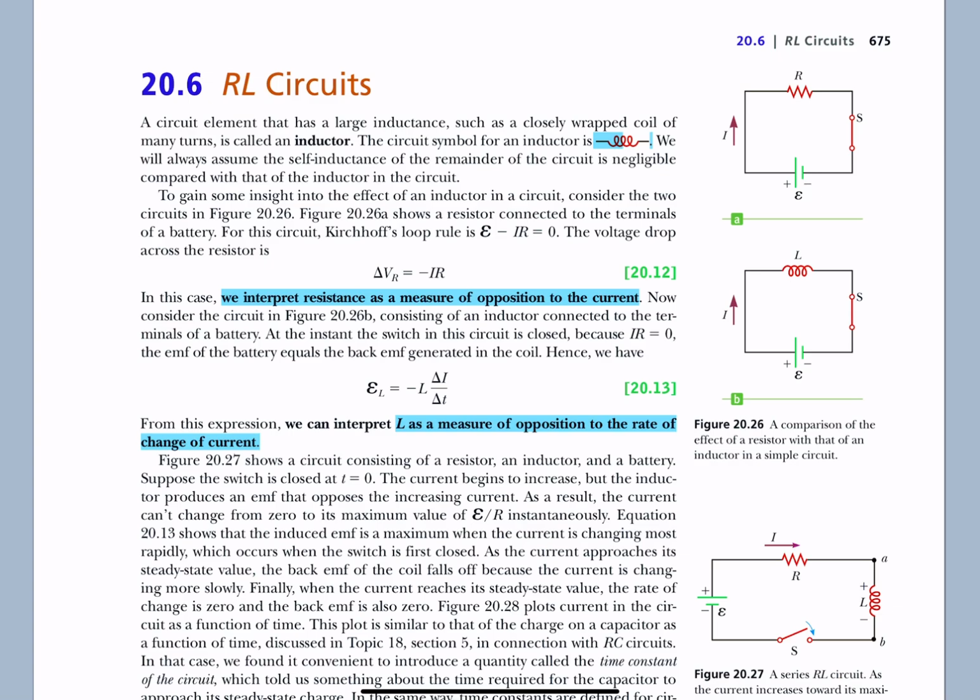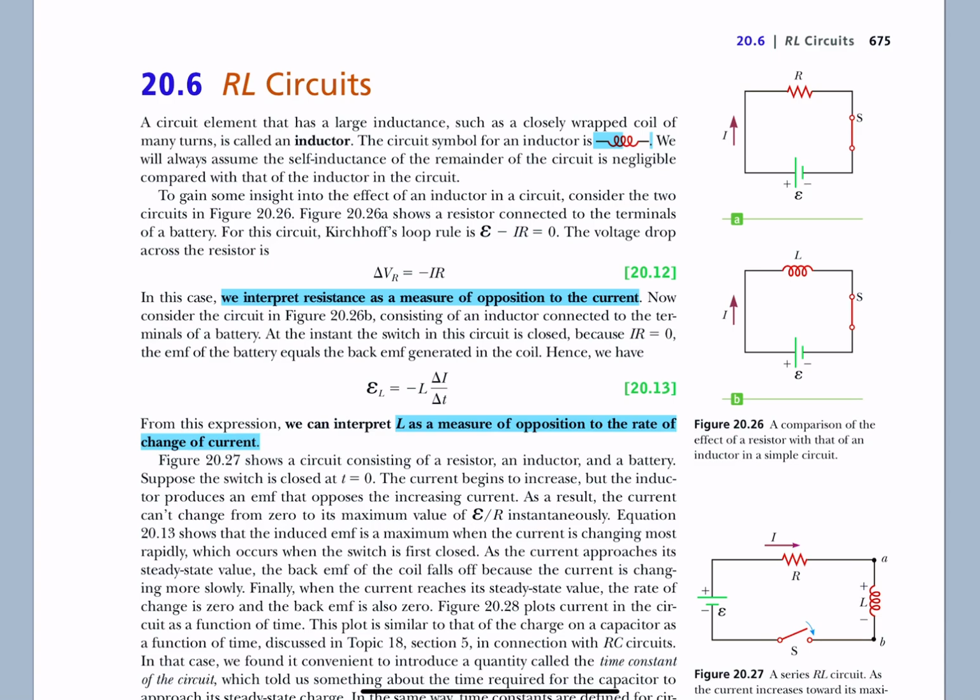It chokes the current. It keeps the current from getting too big or too small too fast. And it's all because of the back EMF. And back EMF is that pushback you get as explained with Lenz's law. That's the reason for that negative sign in equation 20.13.